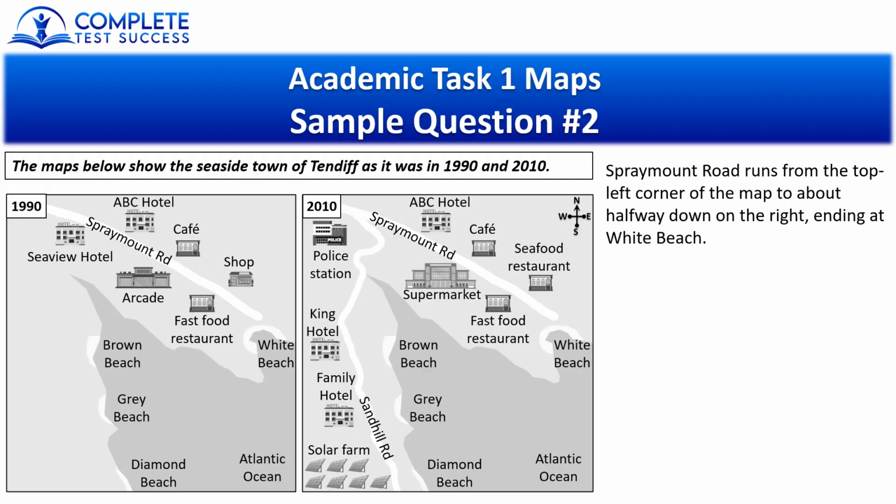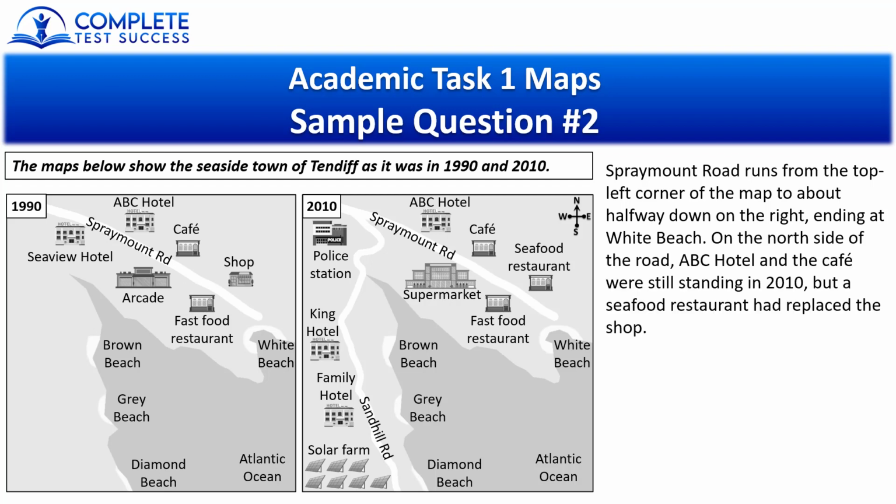Now it's time to write the details paragraphs, and I decided to follow the same path that we used when we analysed the question. So in the first details paragraph, I said, Spraymount Road runs from the top left corner of the map to about halfway down on the right, ending at White Beach. On the north side of the road, ABC Hotel and the cafe were still standing in 2010, but a seafood restaurant had replaced the shop.